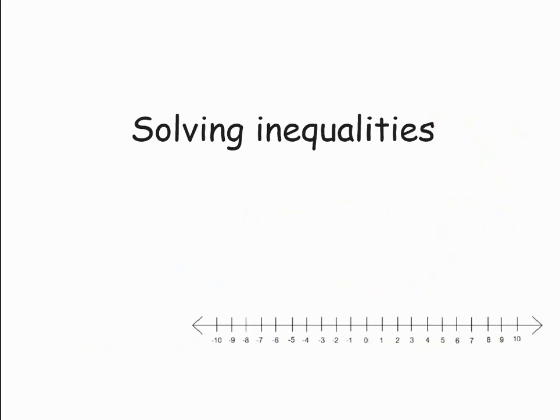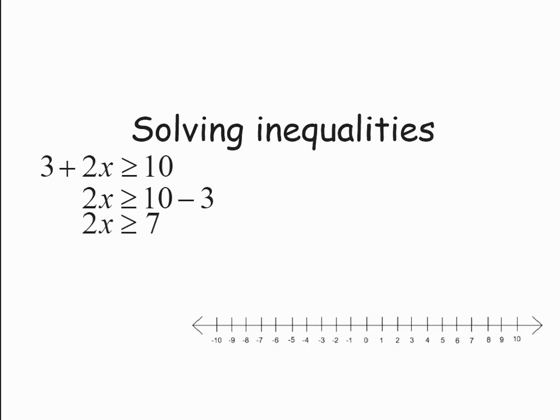Let's take another question. Here, 3 plus 2x greater than or equal to 10. We're going to collect like terms. I move positive 3 across the symbol to give me 2x greater than or equal to 10 minus 3. If you take away 3 from 10, it will give you 7. We are left with 2x greater than or equal to 7. Now I'm going to divide both sides by 2. So 2x divided by 2 leaves me with x, and 7 divided by 2 will give me 3.5. So my solution is x is greater than or equal to 3.5.